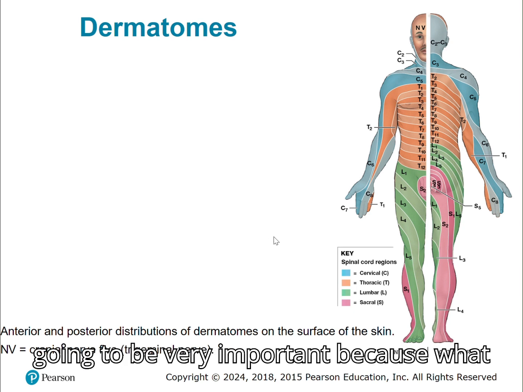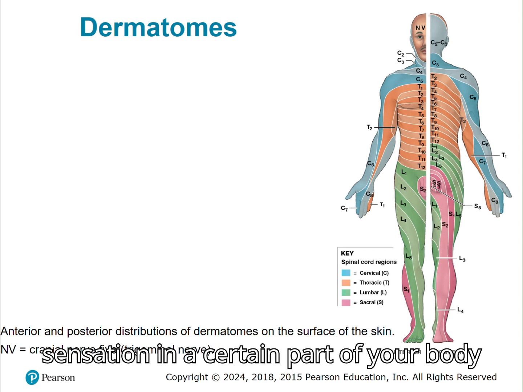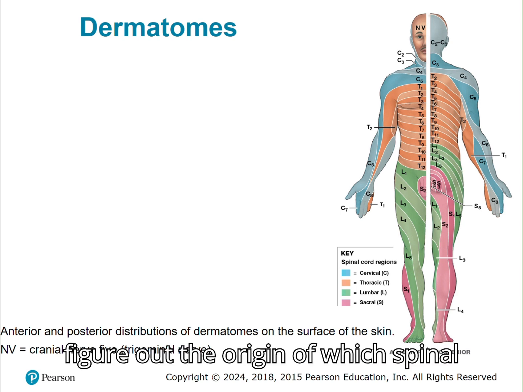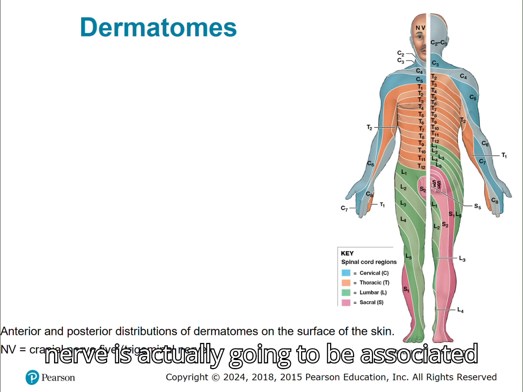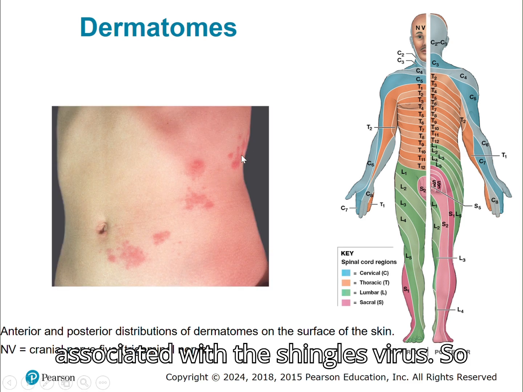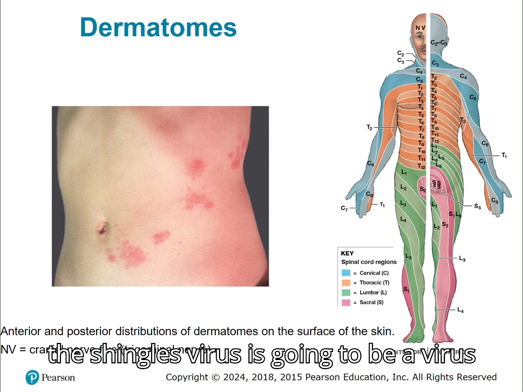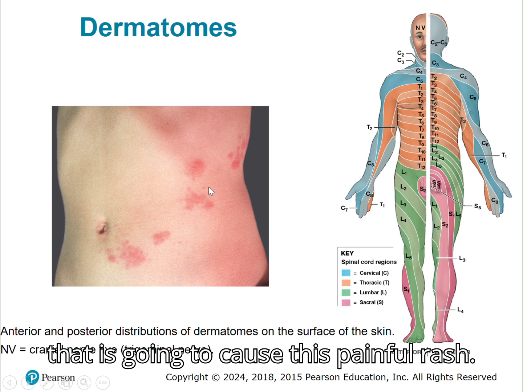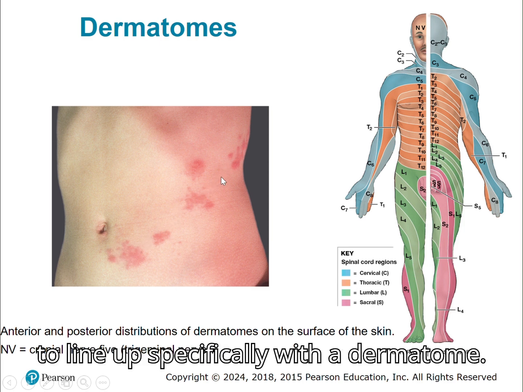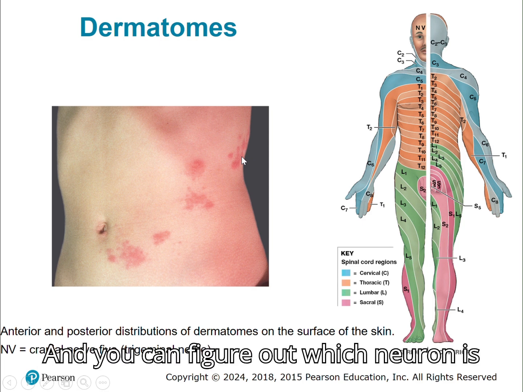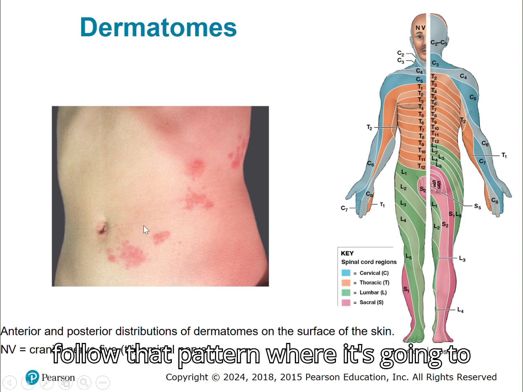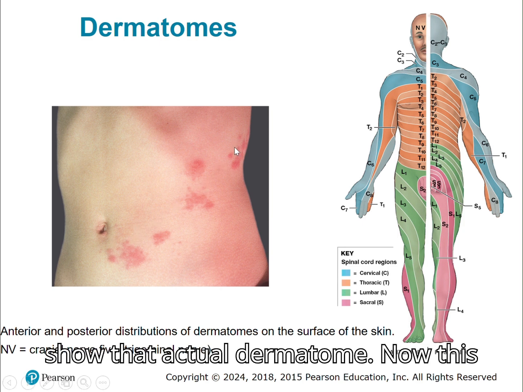Clinically, these are going to be very important because what you can find is if you have a loss of sensation in a certain part of your body or damage to one little area, you can figure out the origin of which spinal nerve is actually going to be associated with it. This is a rash that you see associated with the shingles virus. So the shingles virus is going to be a virus that is going to cause this painful rash. And what you find is that rash is going to line up specifically with a dermatome. And you can figure out which neuron is actually going to be infected by it and which nerve group, because it's going to follow that pattern where it's going to show that actual dermatome.